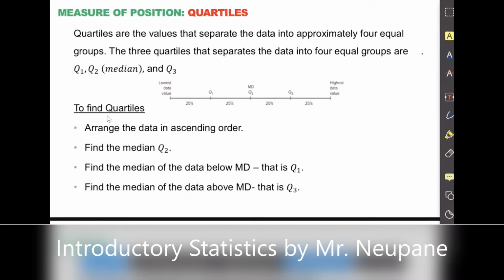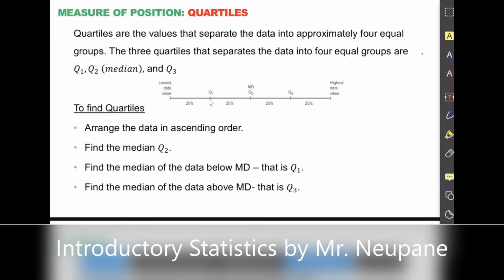Here we have the steps in calculating the quartiles manually. If the data given is not arranged, the first thing is you have to arrange the data in ascending order, then find the median. You already know how to find the median, which is the middle value.